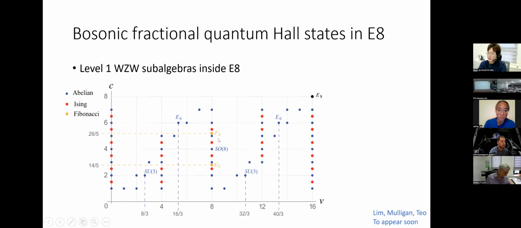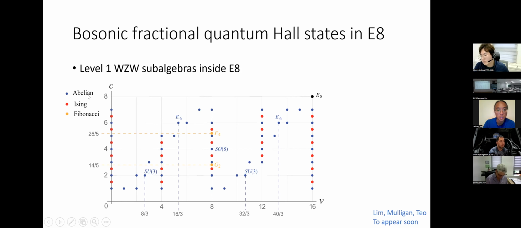There's also a G2 and F4 state and some SO(N) level 1 states. So they all carry different filling numbers and central charge. And in terms of the topological orders, there are 3 or 4 types of topological orders. In this table, I only listed 3, but this table is actually not exhaustive.